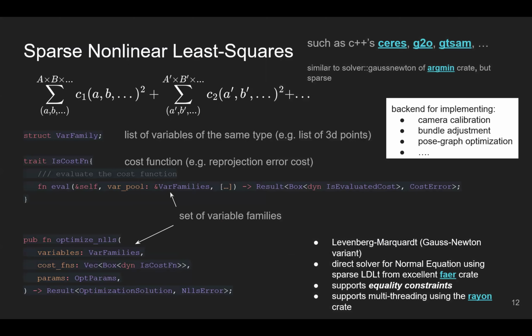Cool. So the implementation is the following. It uses Levenberg-Marquardt, a Gauss-Newton variant. That's the most standard way of implementing the nonlinear least squares part. The direct solver for the normal equation, sparse Cholesky, uses the excellent faer crate. It also supports equality constraints, and it supports multithreading using the rayon crate.